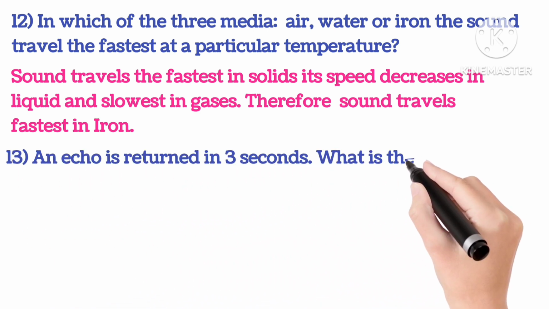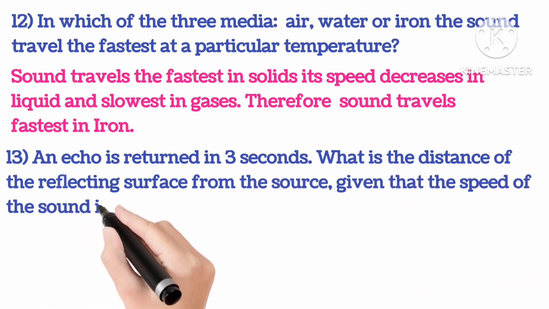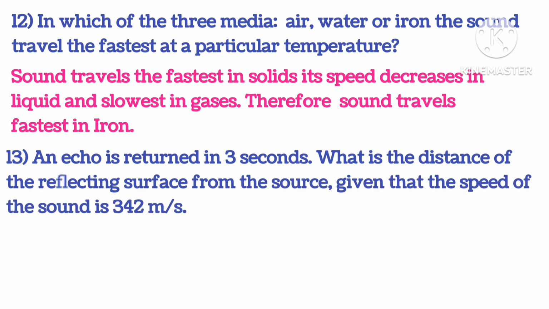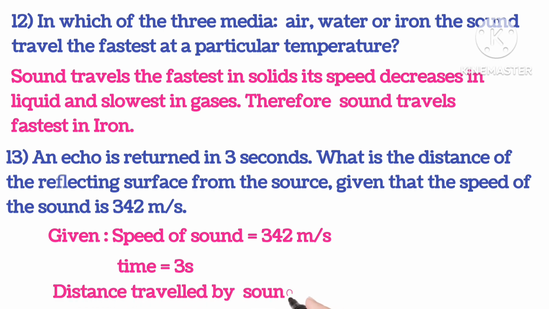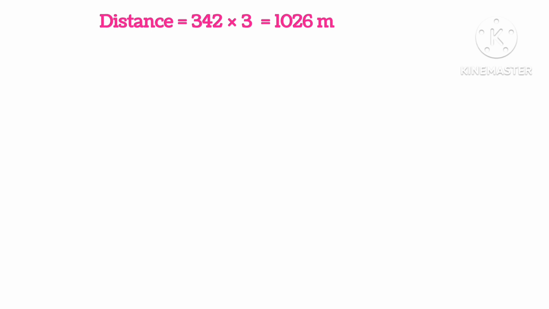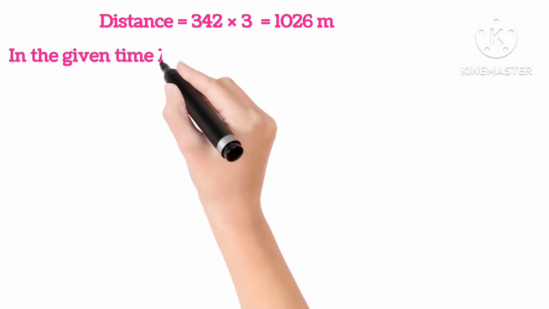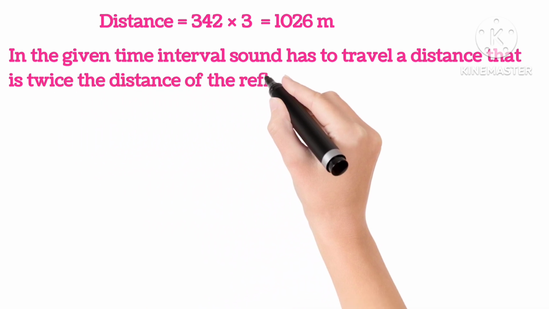13. An echo is returned in 3 seconds. What is the distance of the reflecting surface from the source, given that the speed of sound is 342 meter per second? Given the speed of sound is 342 meter per second, time here is 3 seconds. So, the distance travelled by the sound is equal to speed into time. So distance is equal to, putting the values, we get 1026 meter.